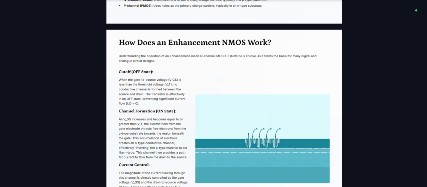Now, when we apply a positive voltage to the gate, something interesting happens. The electric field attracts electrons towards the region under the gate. Gradually, these electrons form a thin conducting channel between the source and drain. Once this channel is formed, current starts flowing from drain to source. So simply by changing the gate voltage, we control the current flow. That's the beauty of MOSFET.